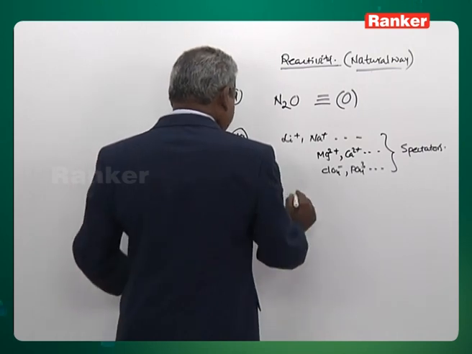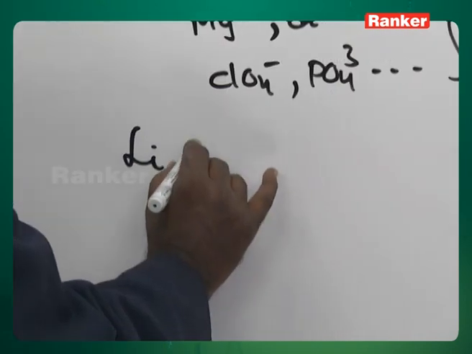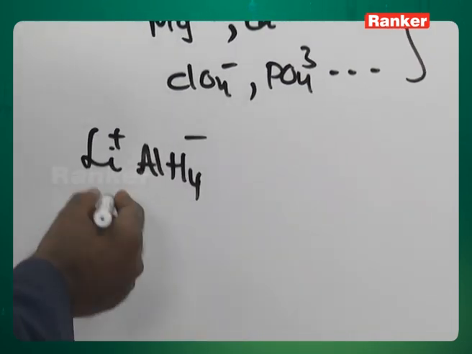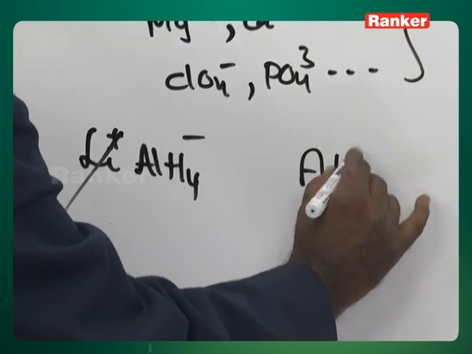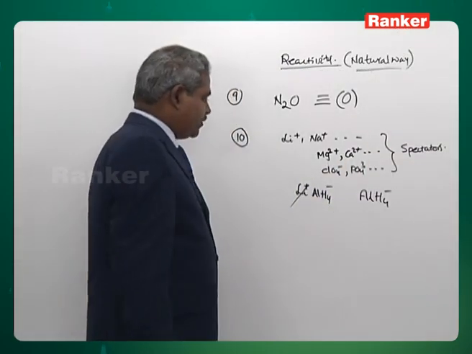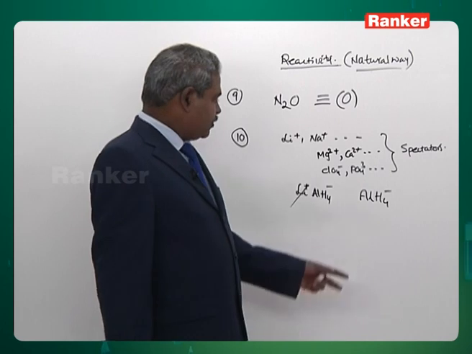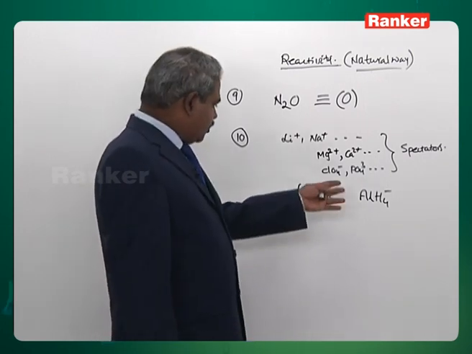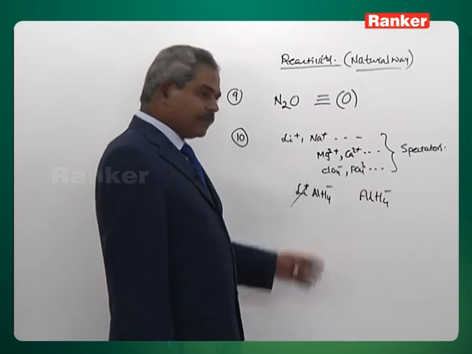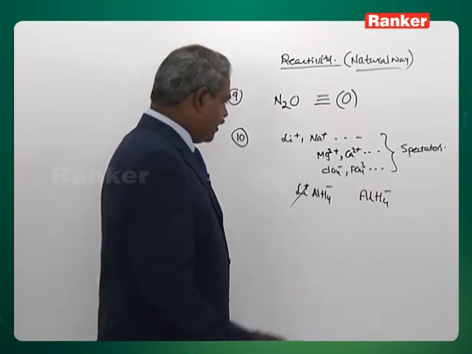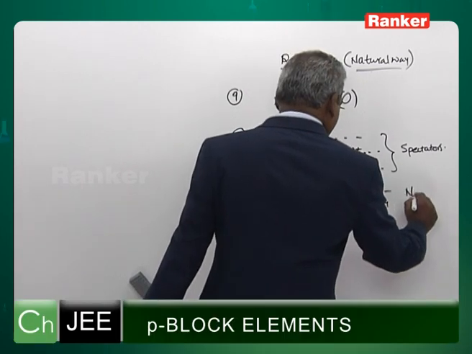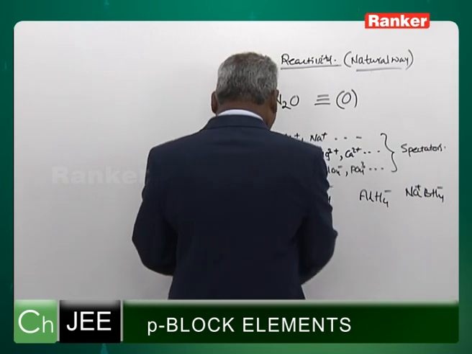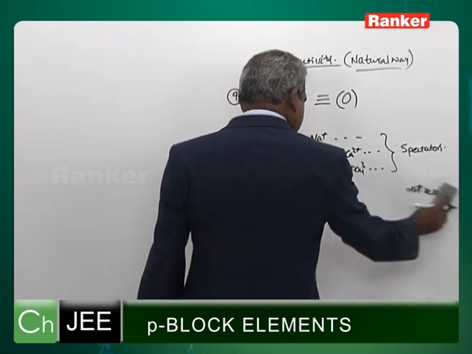So, suppose I am talking about LiAlH4, here lithium is a spectator, forget him. It is just AlH4 minus, that is the reactant. The reducing agent which reduces carbonyl compounds and others. What is important is AlH4 minus, Li plus is least important. We have NaBH4, in which Na plus and BH4 minus. Now, Na plus once again is a spectator.